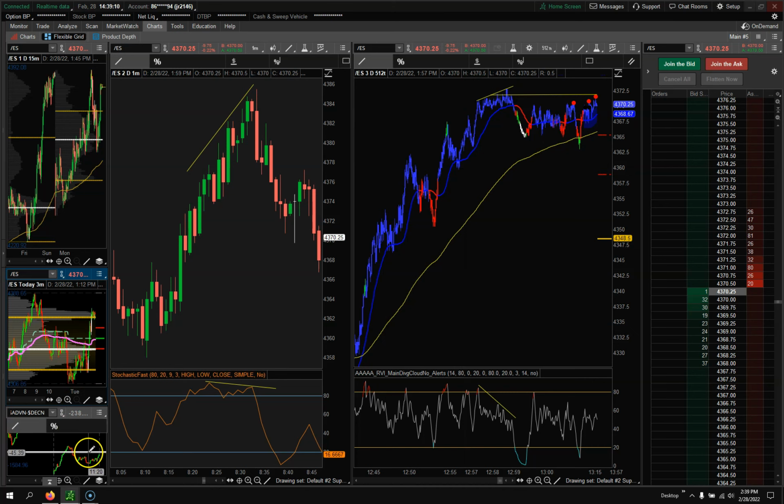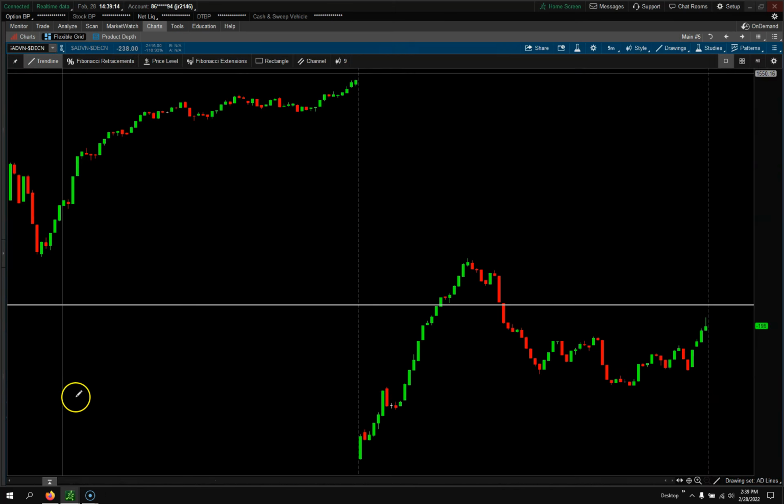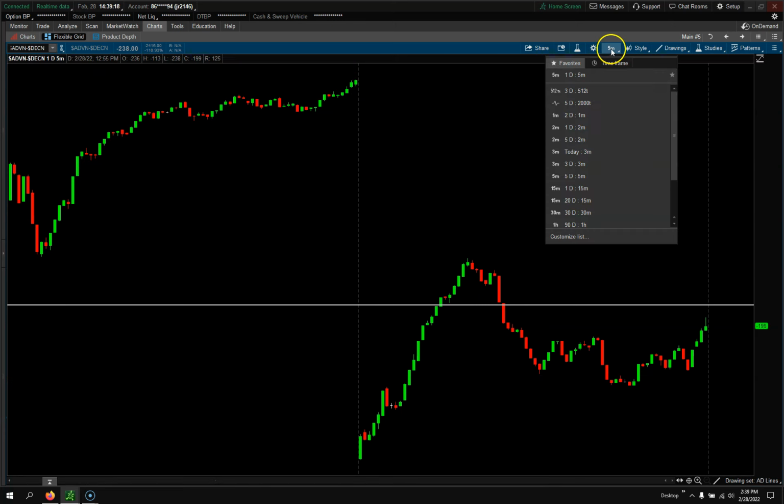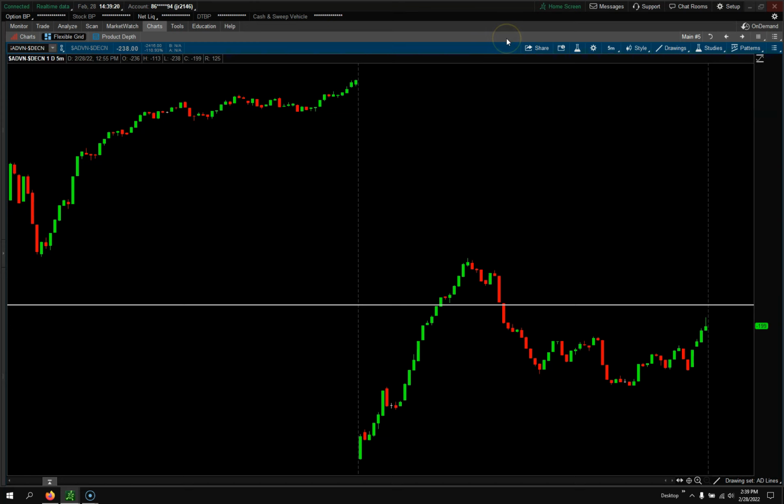And then finally, this one down here, AD lines, advance decline lines, right? I use a 5-minute chart, 1 day, right? So I go back one previous day and then the current day, and here's the 0 level. What the AD lines are, the advance decline lines, is it's showing you under the hood how many stocks are up versus down from the previous day, right?